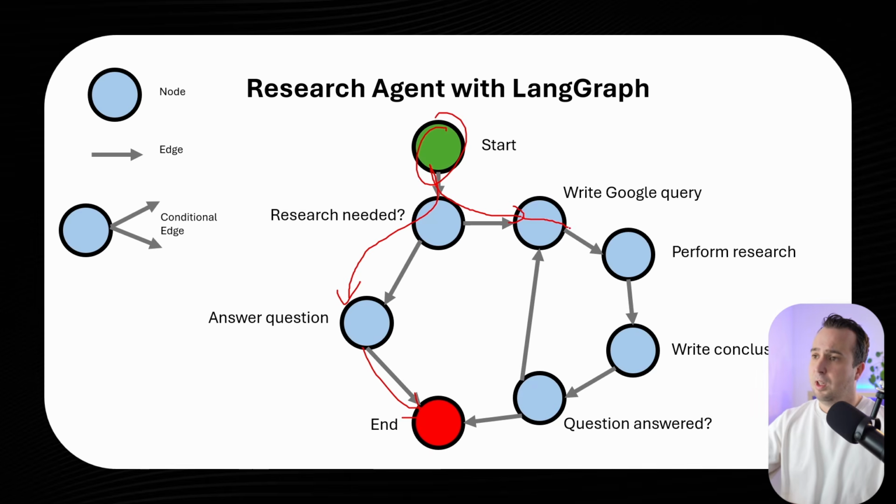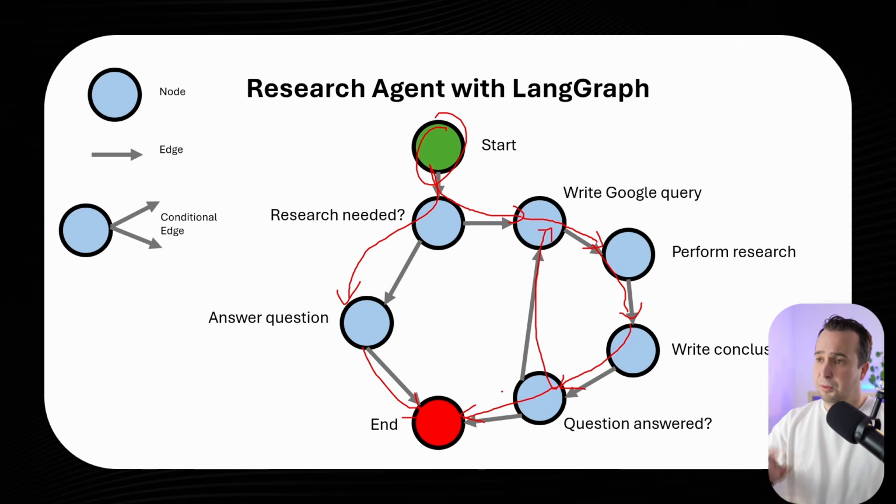We're going to perform a Google search, write a conclusion, and then at the end as well, check if the question is being answered with the Google search. If not, we're going to just do this again. And if the question has been answered, we're going to navigate to the end. So this is the entire agent that we're going to build.